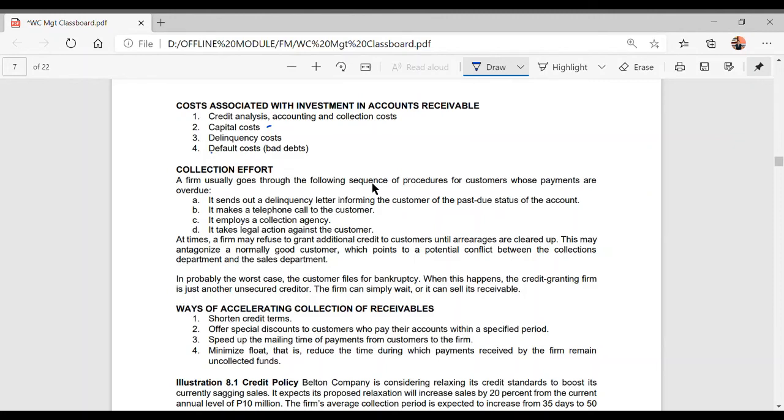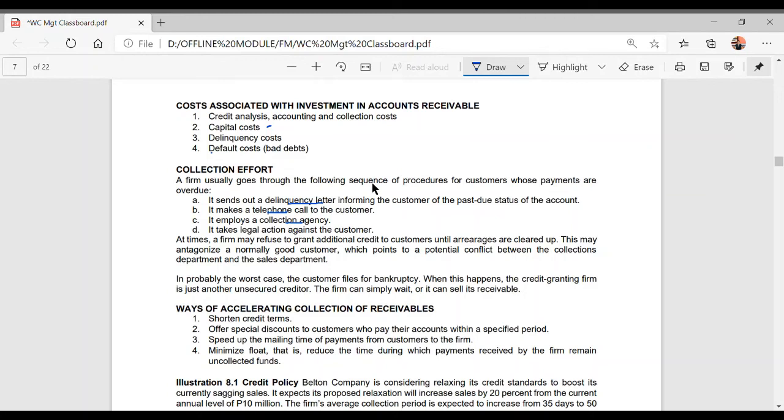We need to send a delinquency letter. So we need to inform our customer that he has gone past his due date. Or we can make a telephone call. We will call the customer. Or we can also employ a collection agency that we send to collect. Or we can take legal action against the customer.